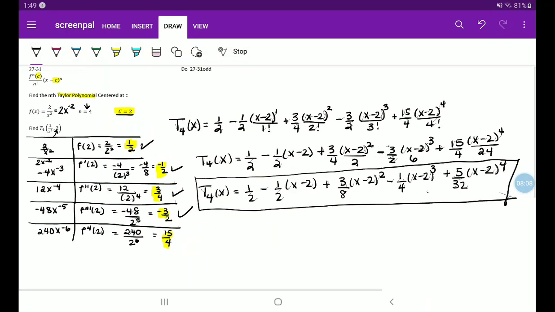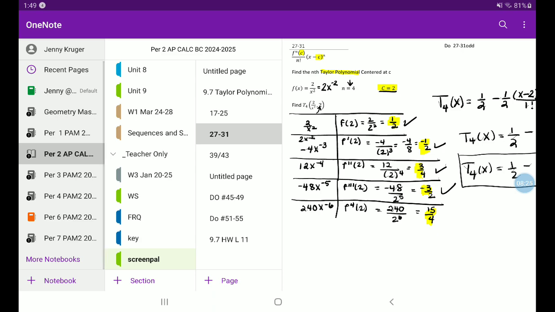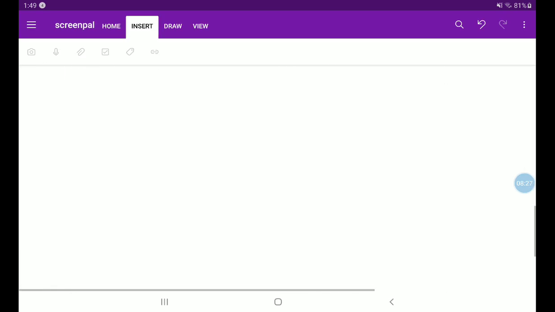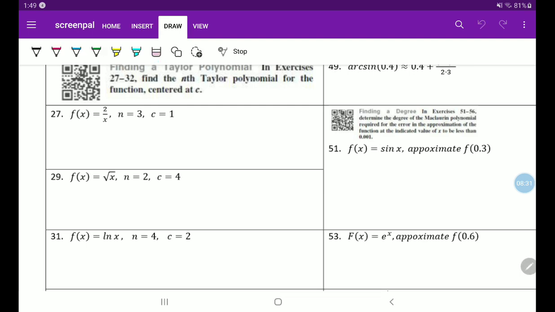So you're going to do the same thing with 27 through 31 in the packet. There's 3 of those. And you're going to do those as Taylor polynomials, centered by wherever they tell you you are centered. Right? So don't just go on autopilot and put in a 2. That 2 came because that's where I was centered. But when we look at yours, you can see you're going to be centered at 1, 4, and 2. Okay?